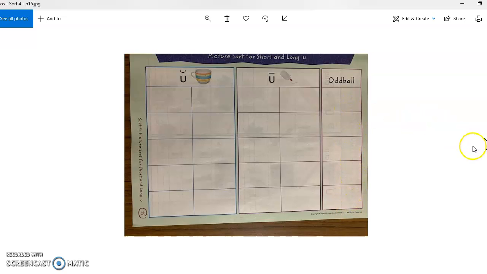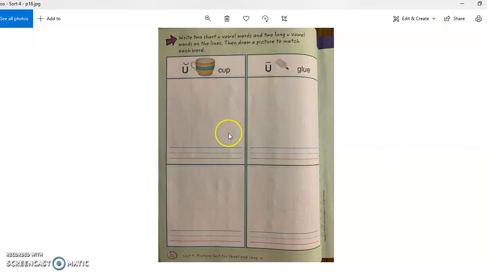And once you finish that sorting, the last thing you do is write two short U words on the lines and two long U words on the lines and draw pictures of those words. And you're all done with your word study for Friday, October 23rd.